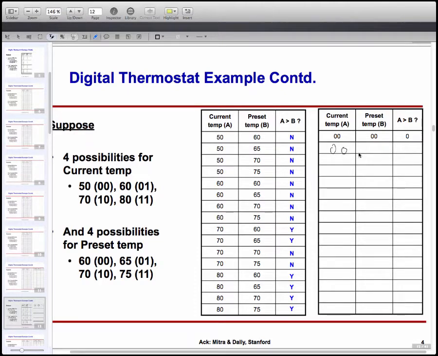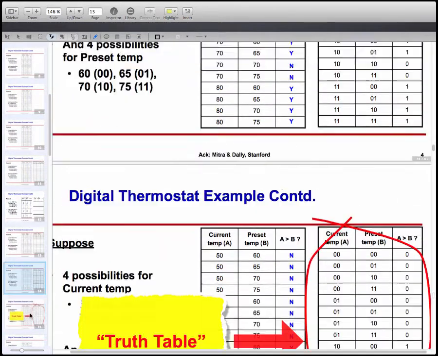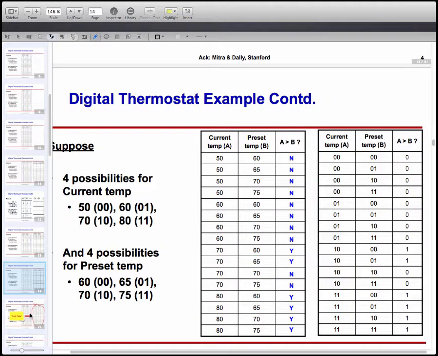0, 0. So 0, 1, and output should be 0, right? And I can kind of fill the table out this way, right? Which I have already done, so I'm not going to. Okay, so I have filled out that table. It's literally just a one-to-one mapping of the left table. And this table is called the truth table.